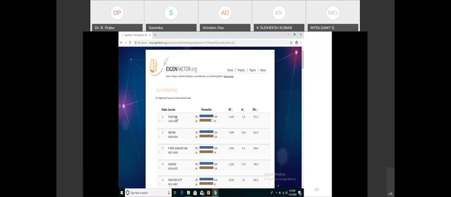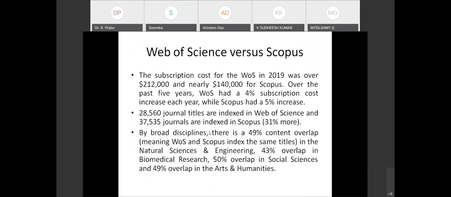So this is the website of the Eigenfactor. Here also you are able to find out the citation details of particular journals. Here you can see the PLOS journal, Public Library of Science. These are the core journals, and through this also you are able to analyze their citations and other details. So these are the small comparisons between Web of Science and Scopus.